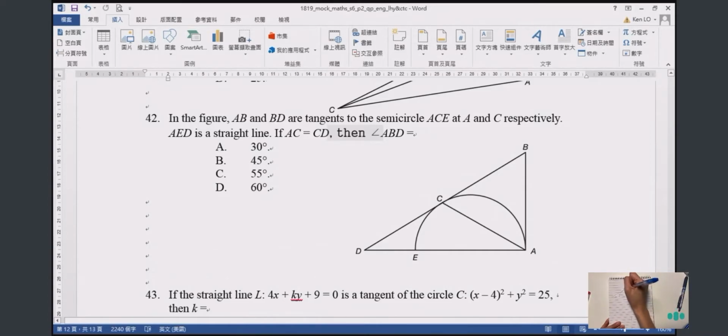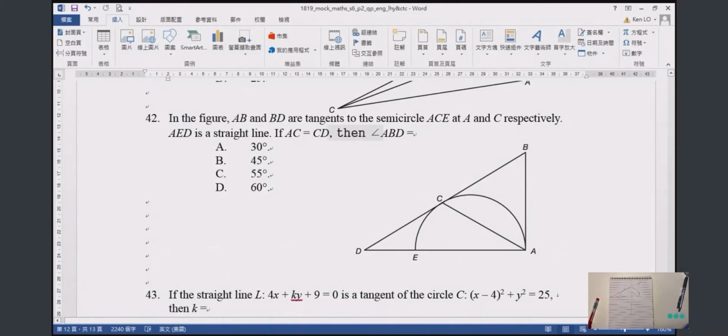A, B, C, D, and E. Marked AC and CD are the same length, and then you have to find out angle ABD. I need to find out this angle, angle ABD.